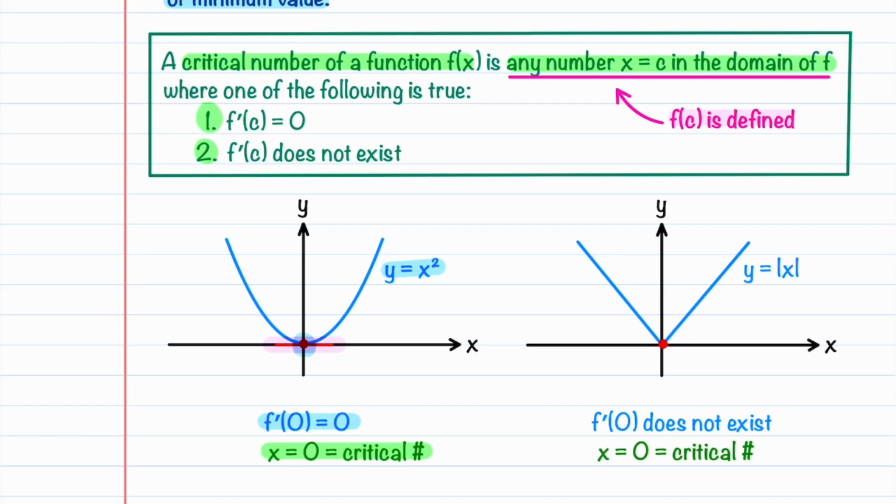Over here on the right, we have the function y is equal to the absolute value of x. When x is equal to 0, the derivative is undefined because we have a corner, and that means that the derivative doesn't exist, and that means that x is equal to 0 is a critical number. So a critical number just comes from where the derivative is 0 or where the derivative doesn't exist.